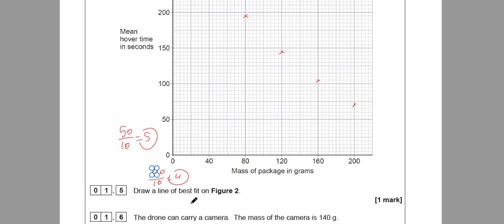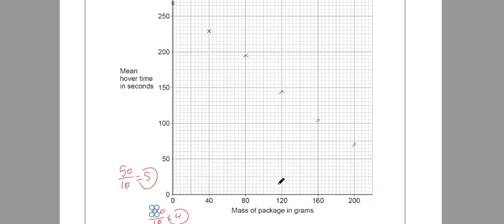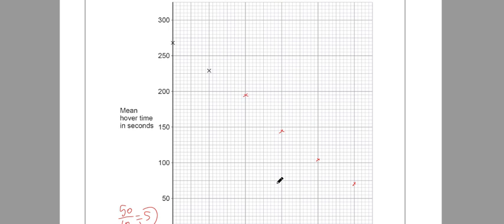Draw a line of best fit, so this line should have points above and below equal to each other, and the distances between all points and the line are almost the same. Okay, so I may choose this line to be like that.